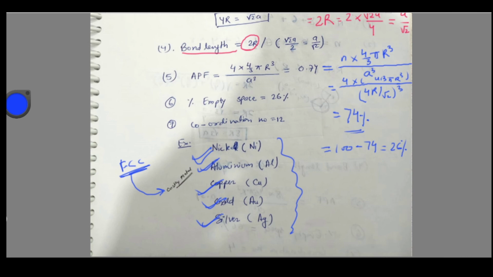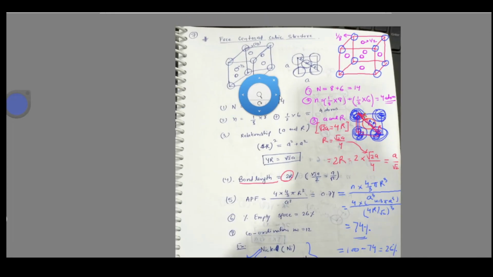So what we got from here: the effective number of atoms in FCC is 4. The relation between a and r is 4r equals root 2 a. The atomic packing fraction is 74%, and 26% is empty space. The coordination number is 12. Examples are all the costly atoms like aluminium, gold, silver, copper, nickel. So this is all about the face centered cubic structure.